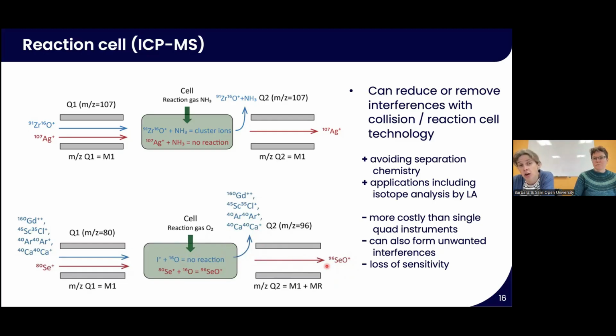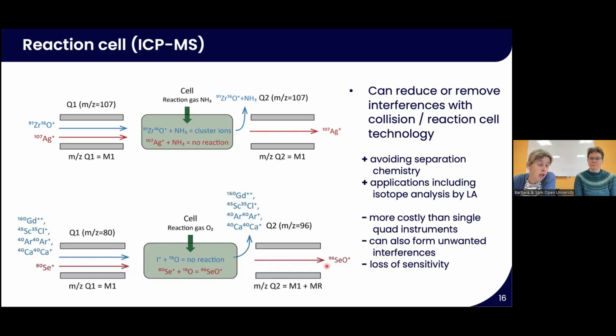The disadvantages are that all of these Qs cost money, so these are more costly than the single quad instruments. We do have the potential to form unwanted species if we're not careful with the chemistry that we do. So you have to do quite a bit of investigative research before you're happy that this is going to work. And there is the potential to lose some sensitivity as well. So you do have to monitor all of these things before you're happy that you can proceed with this work.